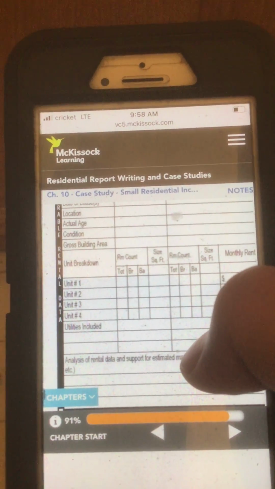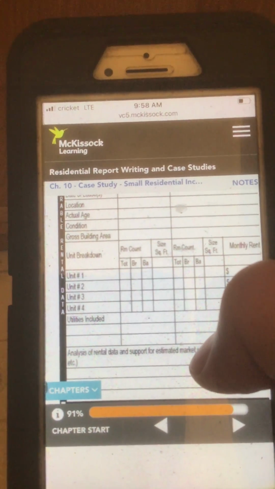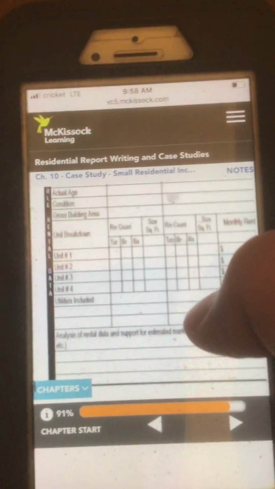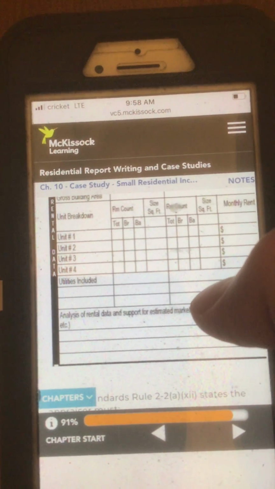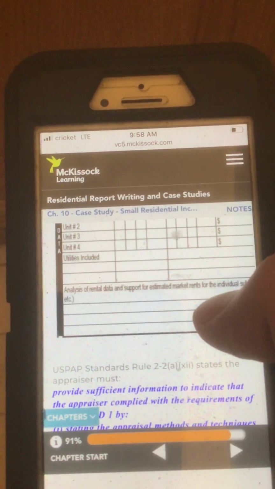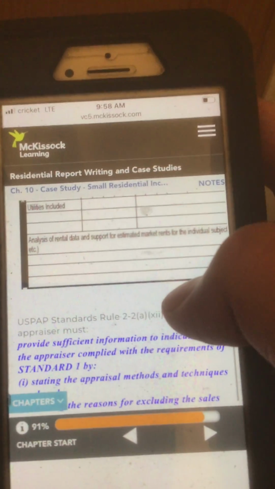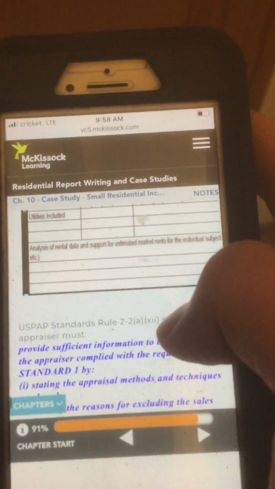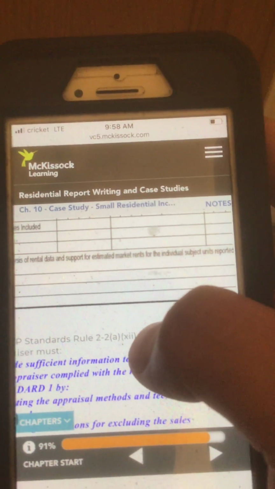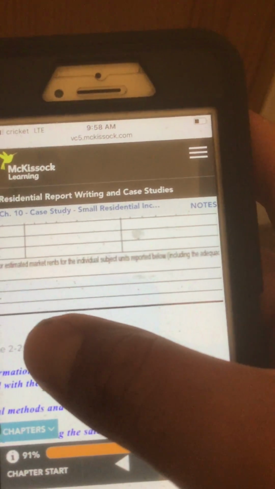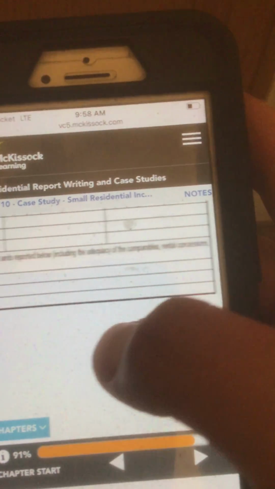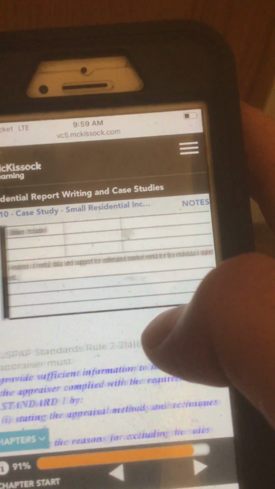Where was I at? The unit breakdown section. It shows room count, size, square foot, total, bedrooms and baths. And then underneath that is unit number 1, unit number 2, unit number 3, unit number 4. Underneath that, there's a whole section for utilities included. And then the last part is analysis of rental data and support for estimated market rents for the individual subject units reported below, including the adequacy of the comparables, rental concessions, etc.